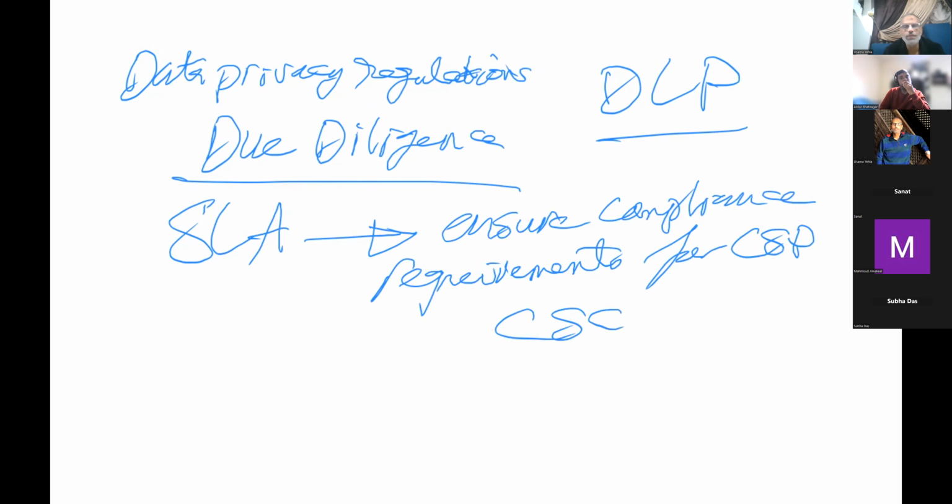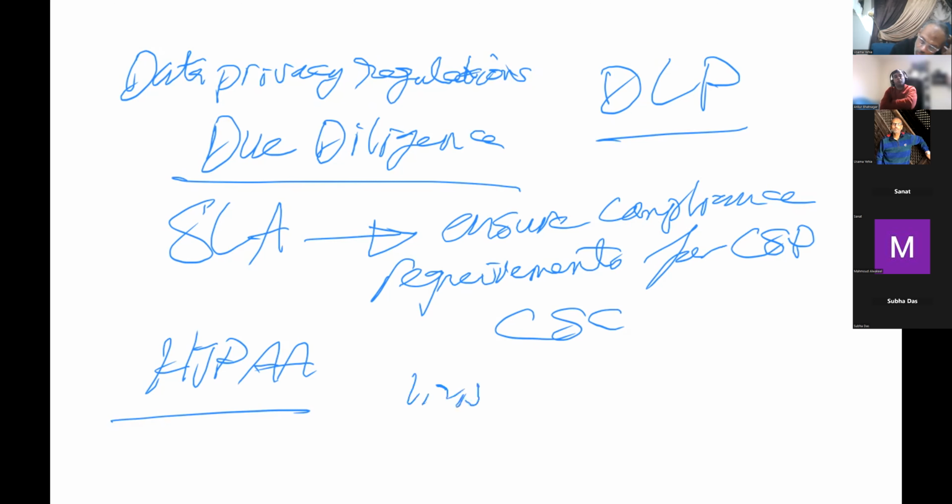Gentlemen, we have health information, so we have to follow the HIPAA standard. Okay, then how will we do it? What are the requirements? We have requirements 1, 2, 3, 4. Who will be responsible for what? Requirements 1, 2, 3 will be the cloud service provider's, and 4, 5, 6 will be the cloud service customer's.